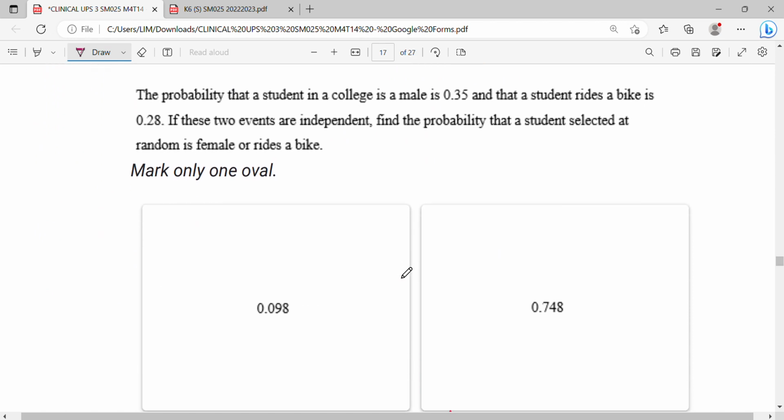Okay, come to probability pula. Probability a student is male is 0.35, that a student riding a bike is 0.2. So if these two events are independent, find the probability the student selected is a female or rides the bike. So you can do your tree diagram. The first situation, peringkat pertama, we analyze it may be a male or not, it will be a female. Then we can analyze whether it rides a bike or not.